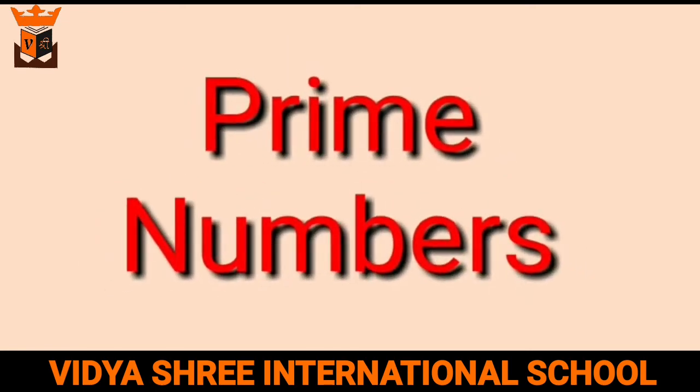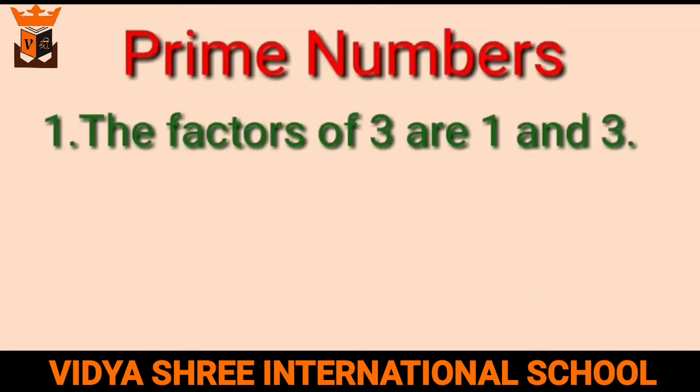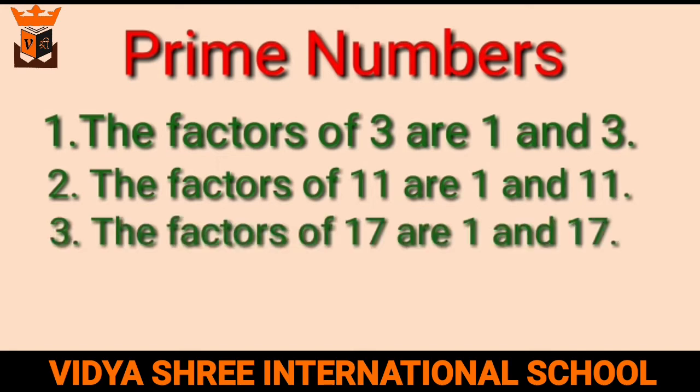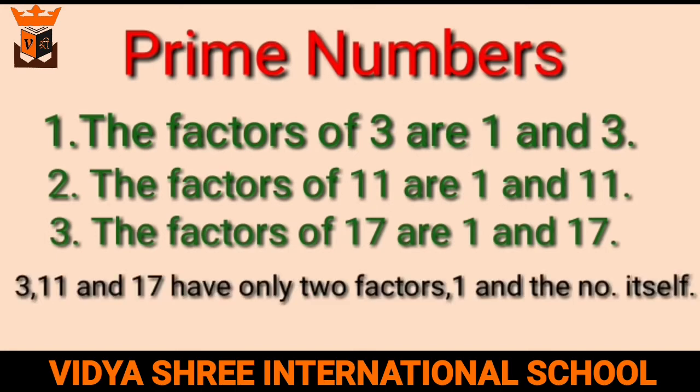Now to understand the prime number, let us take an example. First one, the factors of 3 are 1 and 3. Second, the factors of 11 are 1 and 11. The factors of 17 are 1 and 17. All these numbers 3, 11, 17 have only two factors, 1 and the number itself.